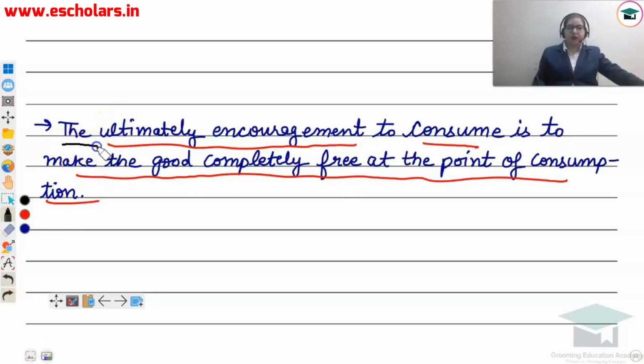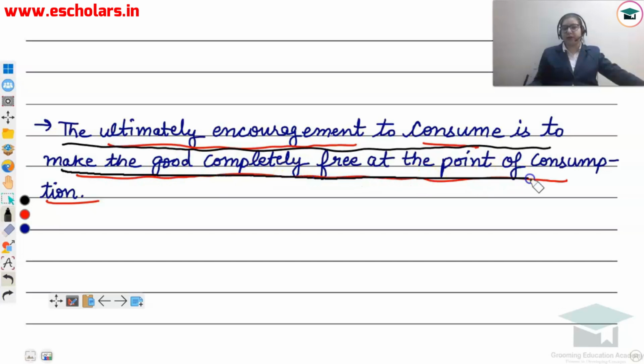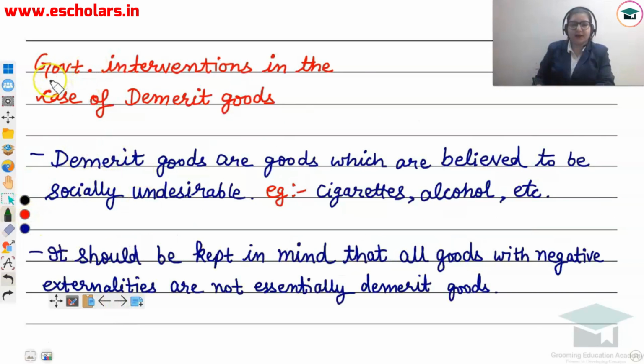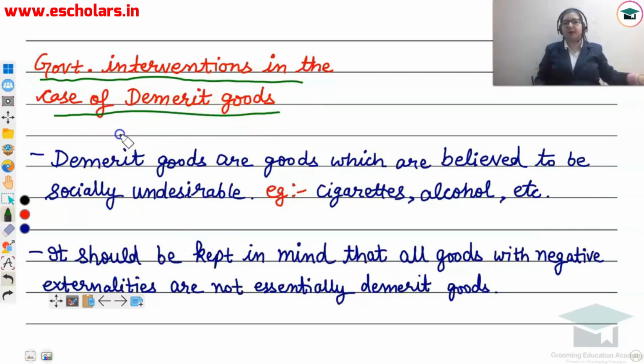So let's recall it. The ultimate encouragement to consume is to make the good completely free at the point of consumption. Now students, let's look at the government interventions in the case of demerit goods. That is the steps taken by the government in the case of demerit goods.